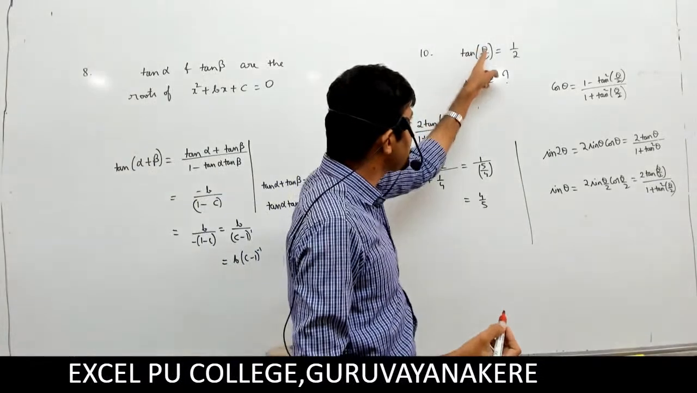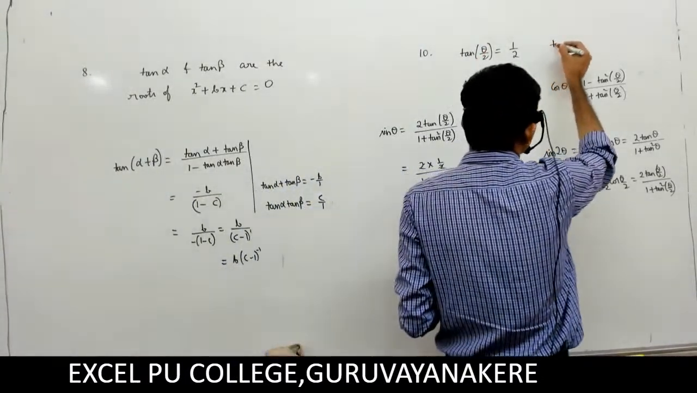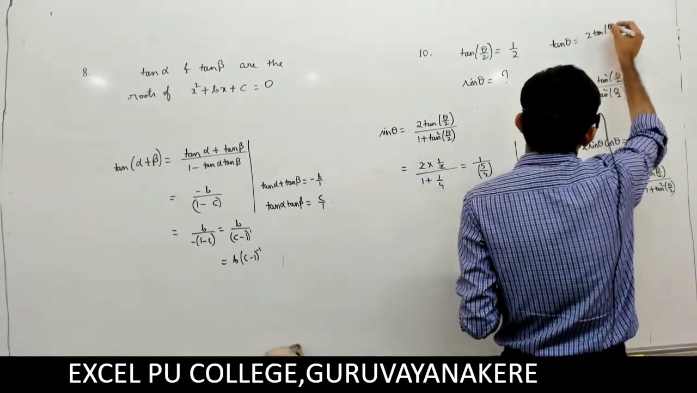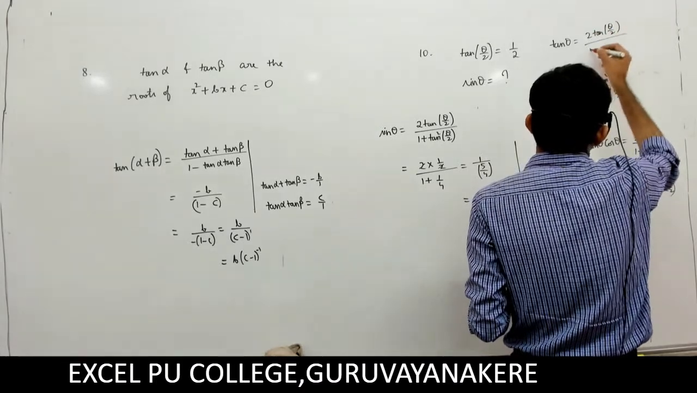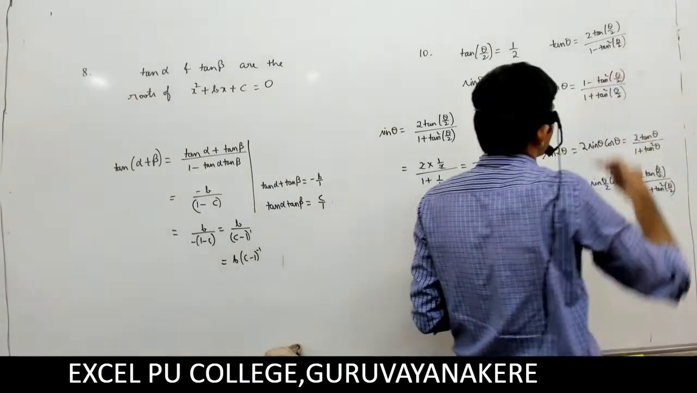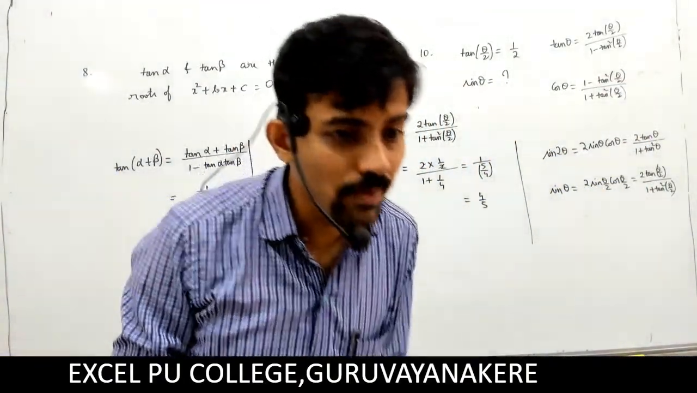Suppose they give tan theta by 2 equal to half, they can ask you to find tan theta. Tan theta will be equal to 2 tan theta by 2 divided by 1 minus tan square theta by 2.